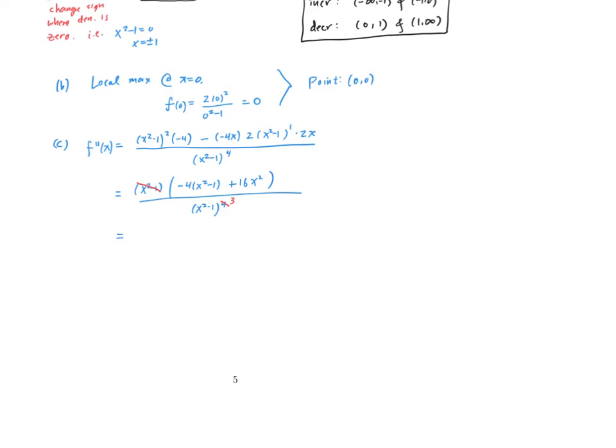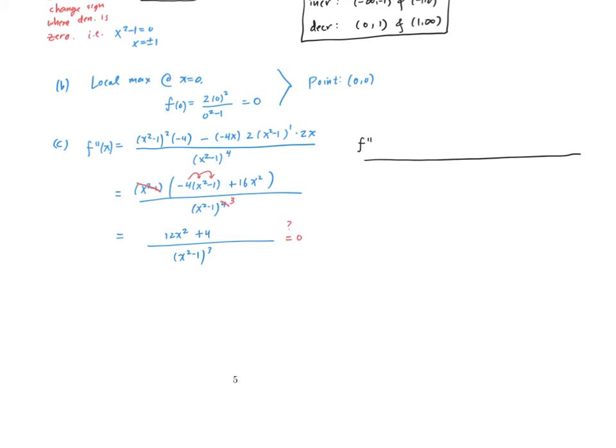So taking this a step further, note that the minus 4 distributes through, and in the top we would have minus 4x squared plus 16x squared, which means 12x squared. And then to go with that, we also have minus 4 times minus 1, which is a positive 4. And we're dividing by x squared minus 1 cubed. And our goal now is to determine where that second derivative is positive and negative. So we need to go back to this number line technique. That is, where is the second derivative equal to 0?